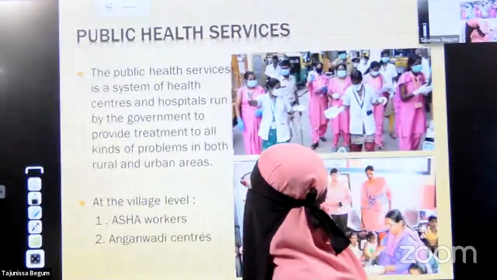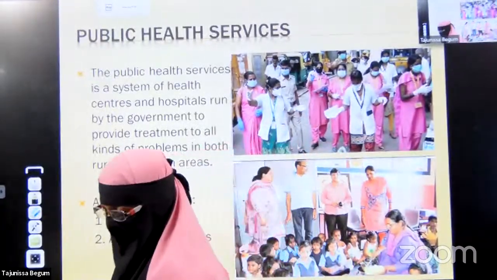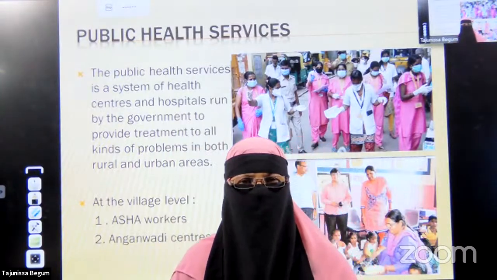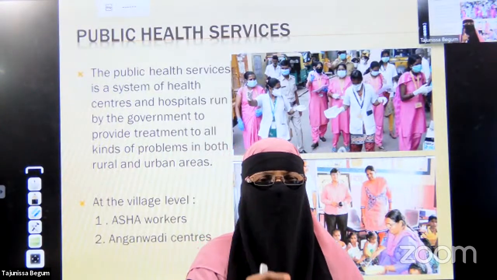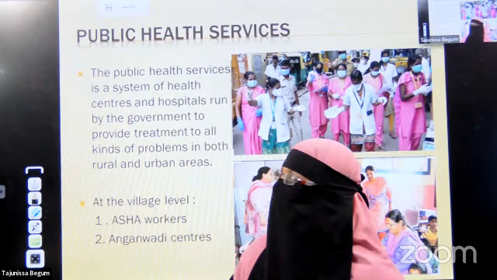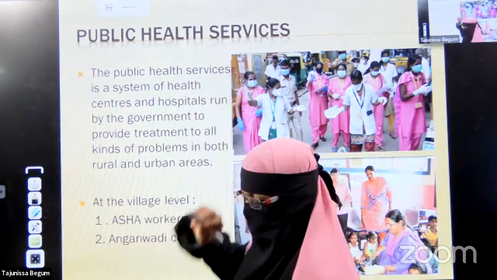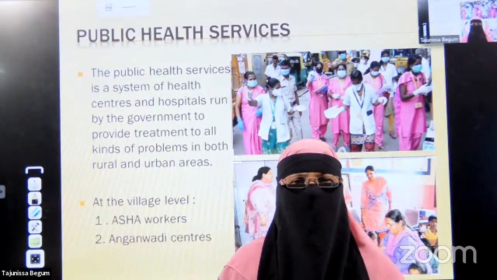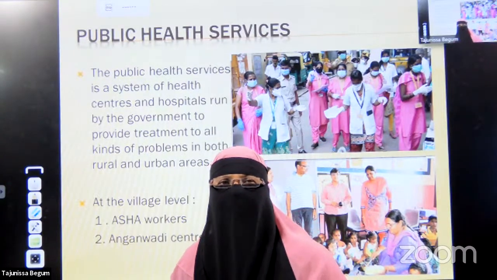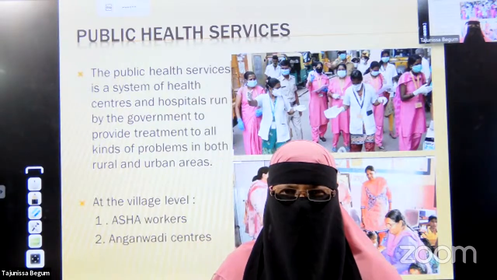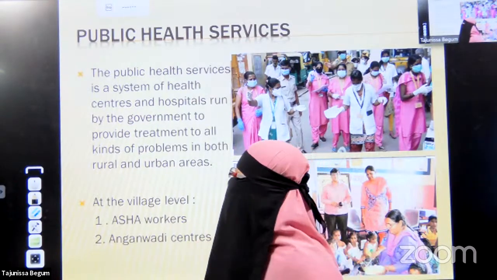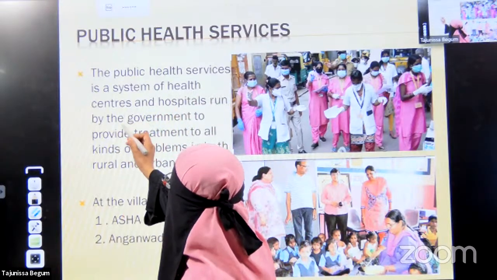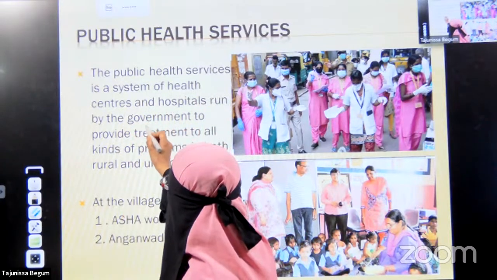Next we'll see public health services. Now I said health sectors have been divided into two: public sector and private sector. Now we'll see what public health services are. By the word public, you might have got an idea that public sector means the sectors which are run by the government. See, public health services is a system of health centers and hospitals run by the government.